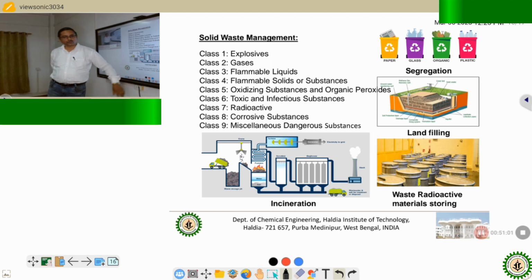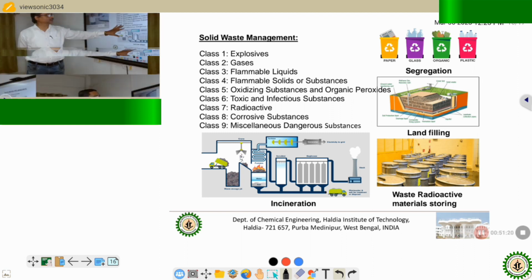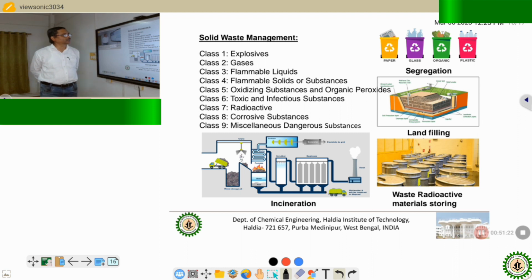The radioactive waste being generated will be stored, maybe underground, for a long time, and then we can dispose of it. There are different types of solid waste, say explosive gases, flammable liquids. There are 9 types of solid waste being generated. So proper management is required.